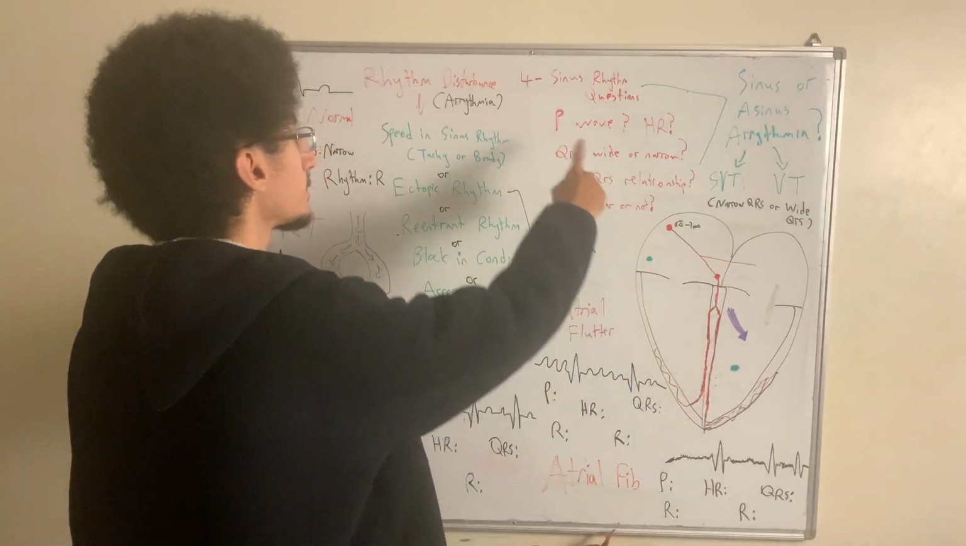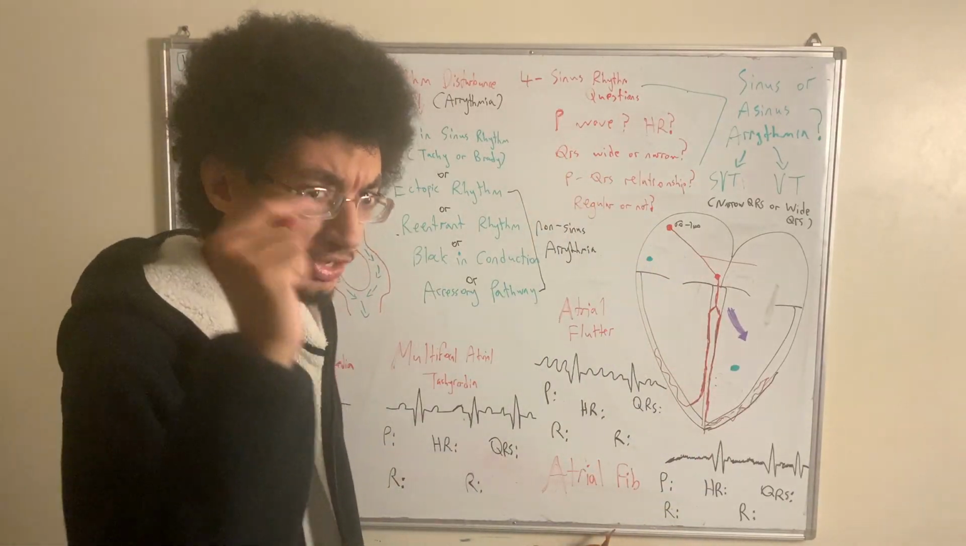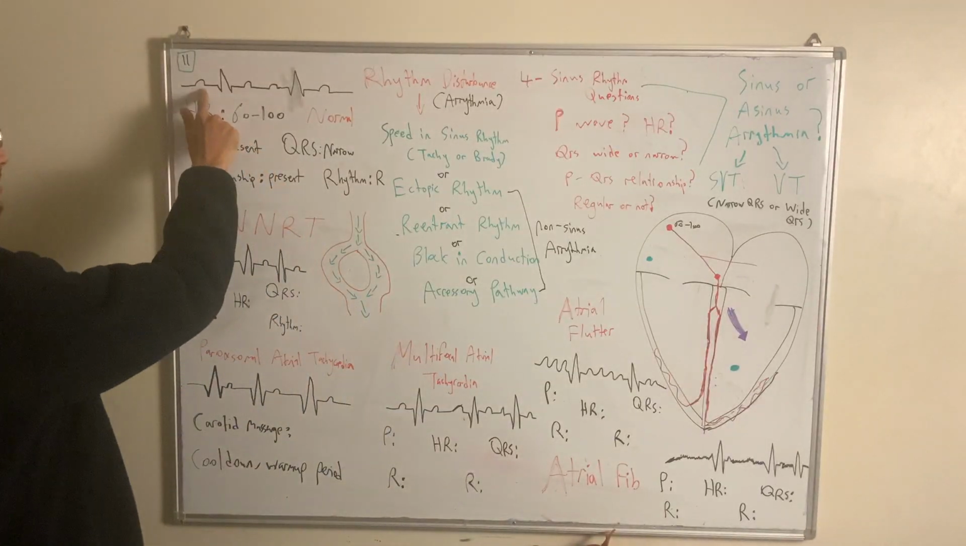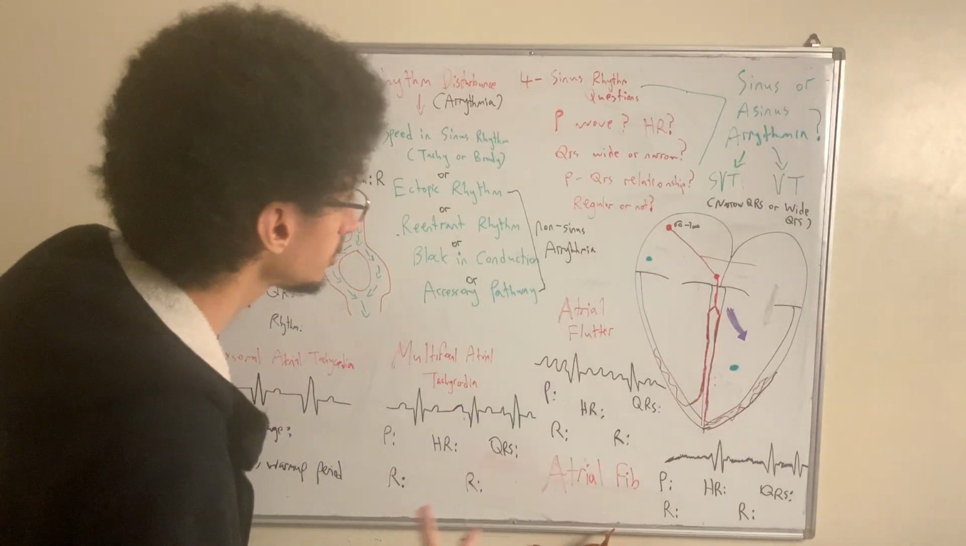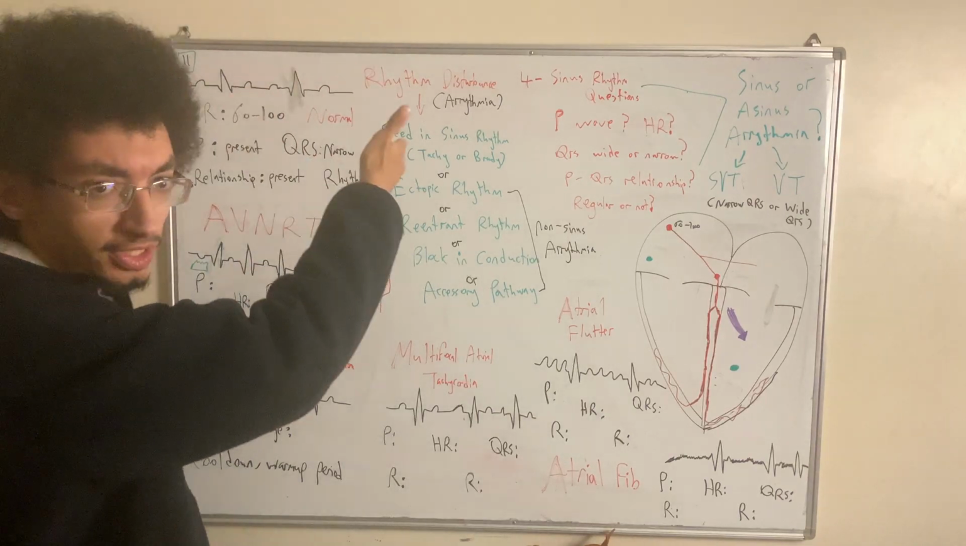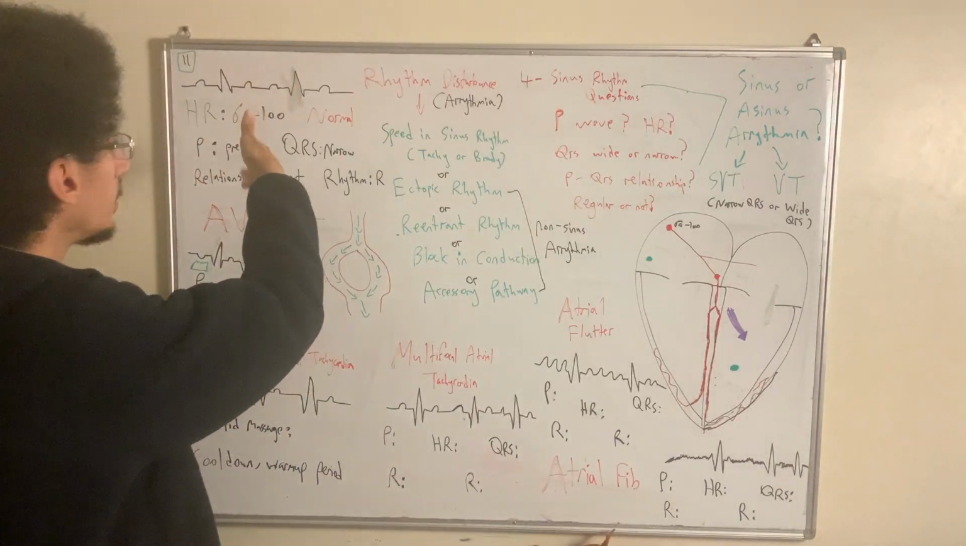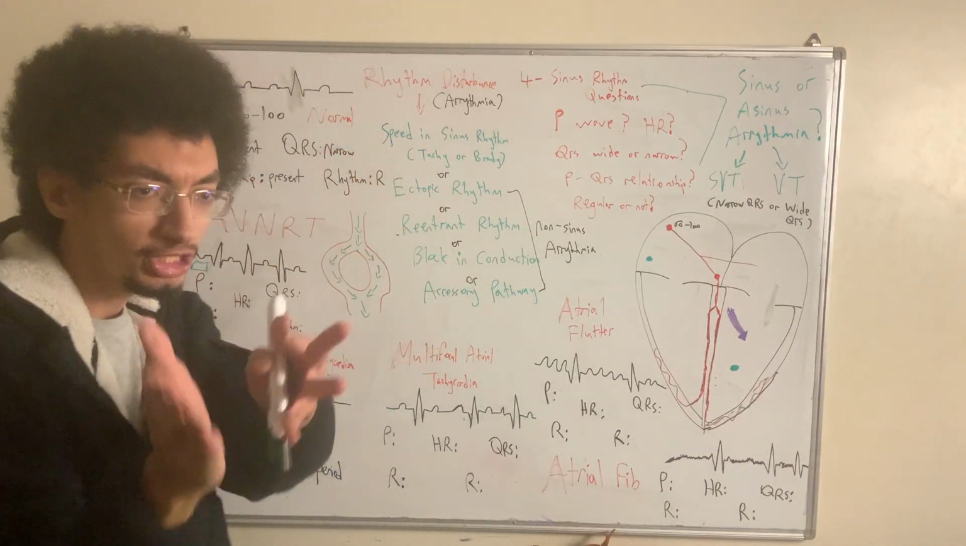And then you ask yourselves about the P wave. Is there a P wave present here or not? And if there is a P wave, you want to see how many P waves are present. Is it one P wave or a bunch of P waves per beat or not?